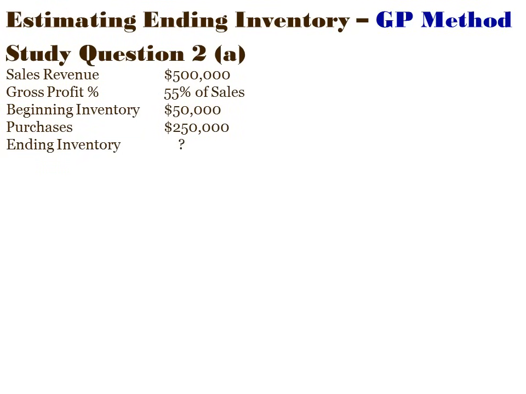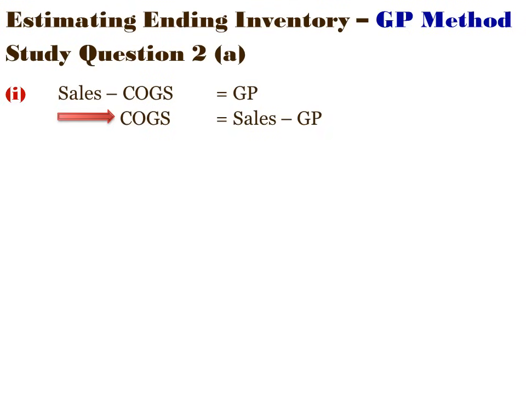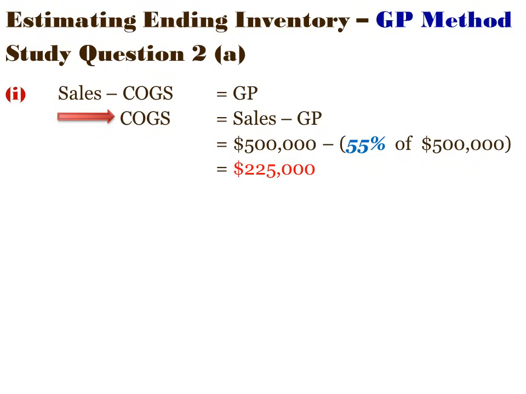Now, firstly, we are going to calculate cost of sales. We know that sales minus cost of sales is equal to gross profit. We know also that cost of goods sold is the sales less the gross profit. They tell us that gross profit is 55% of sales. So sales is 500,000. Gross profit is 55% of that 500,000, which is 275,000. So it means then that cost of goods sold is 225,000.